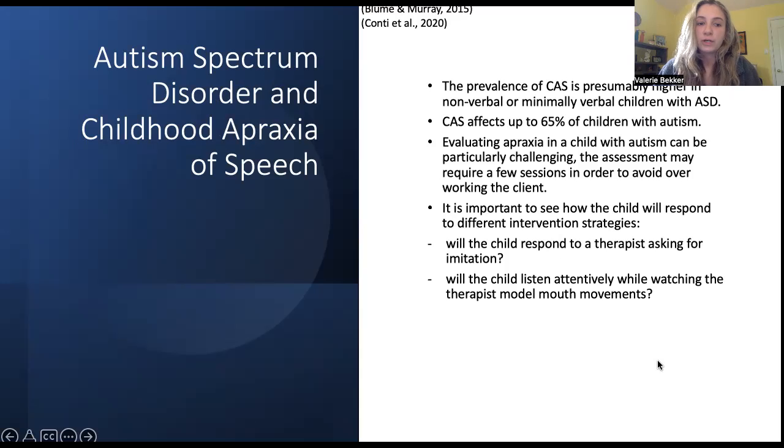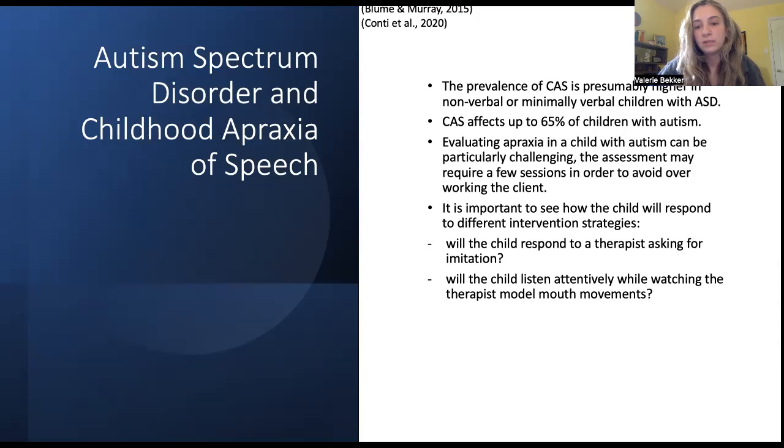Autism spectrum disorder and childhood apraxia of speech. So the prevalence of childhood apraxia of speech is higher in nonverbal or minimally verbal children with autism spectrum disorder. Childhood apraxia of speech affects up to 65% of children with autism. So evaluating apraxia in a child with autism can be challenging, and the assessment may require a few sessions in order to avoid overworking or fatiguing the client.